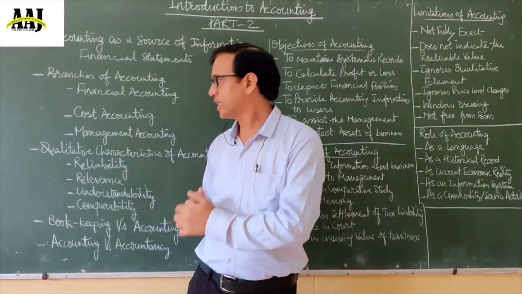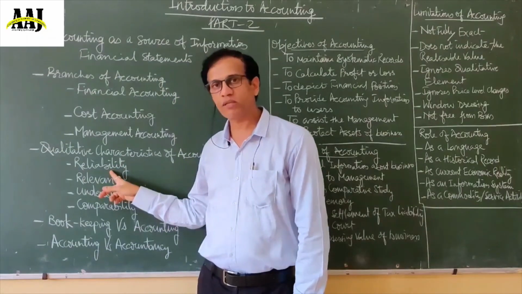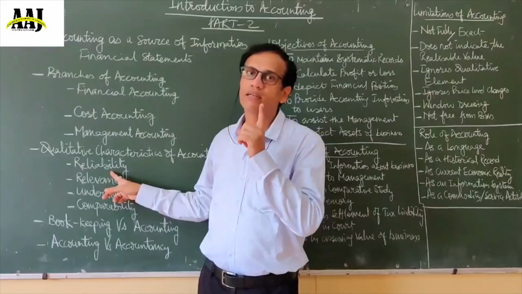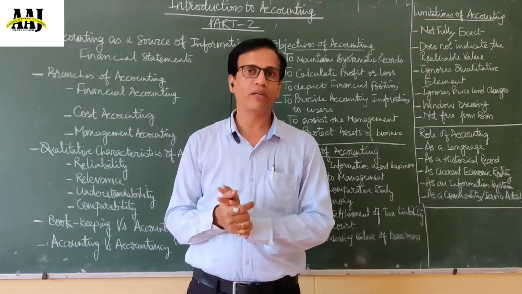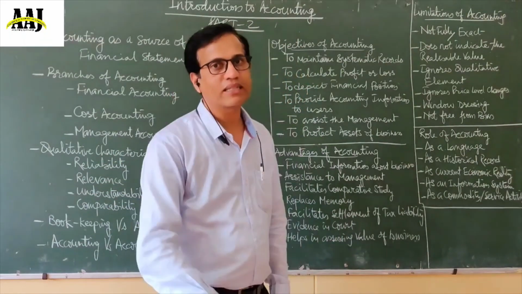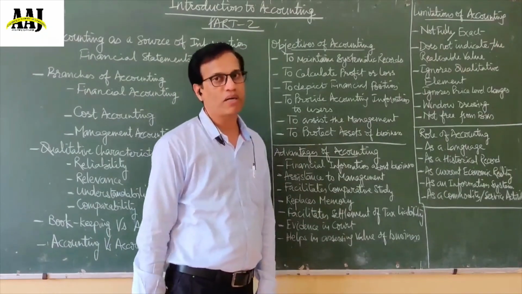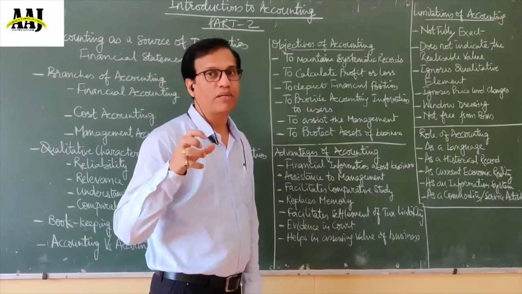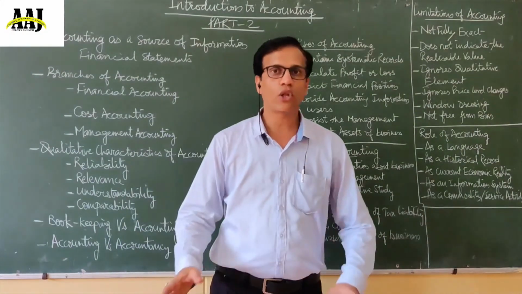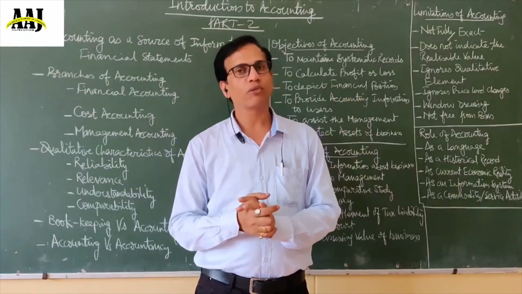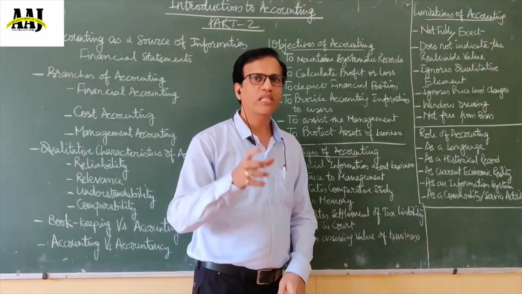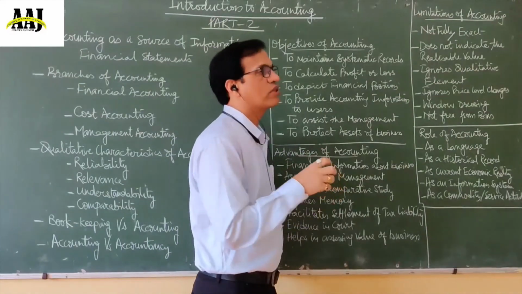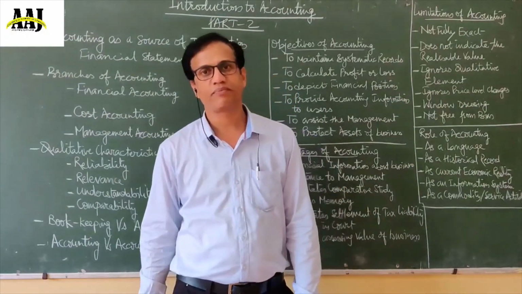As we have seen here, the information must be reliable. That means it must be prepared on the basis of documentary evidences. For every transaction there must be an evidence. But there are some transactions for which estimations are made. It is not possible to have documentary evidence for them. So in some cases, accounting records transactions on the basis of estimations.